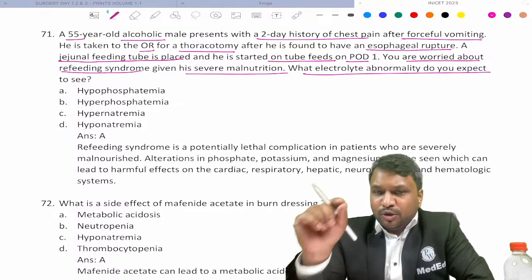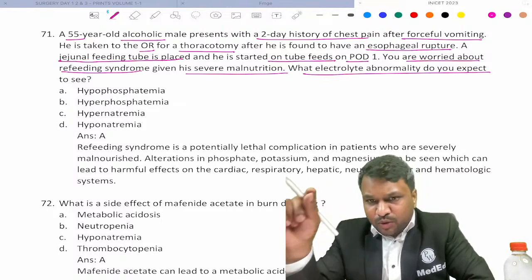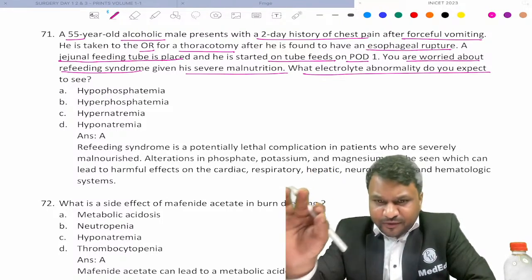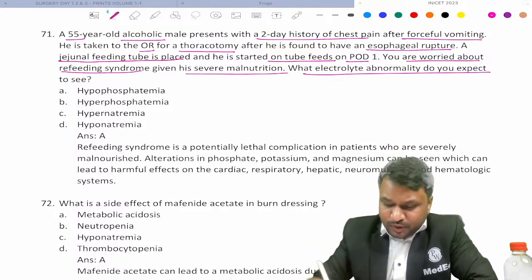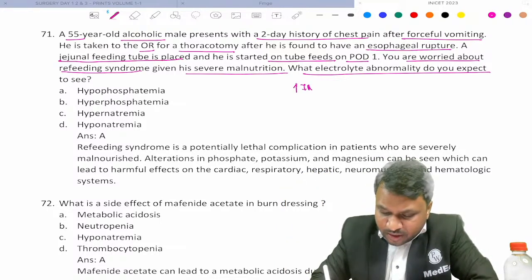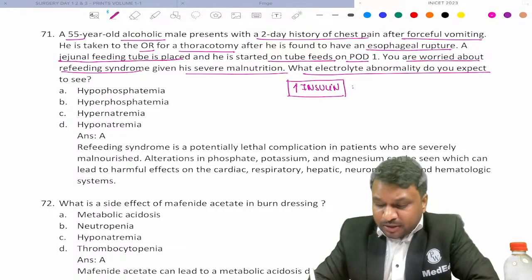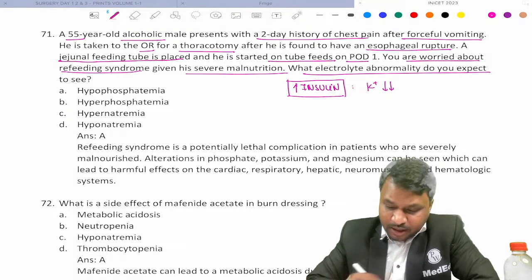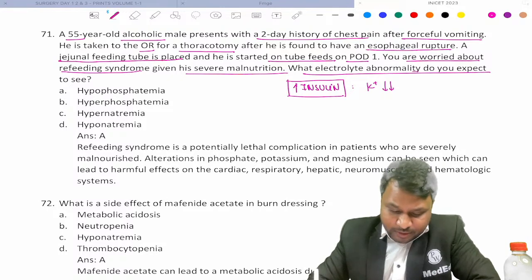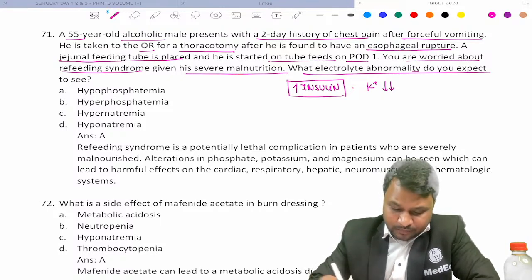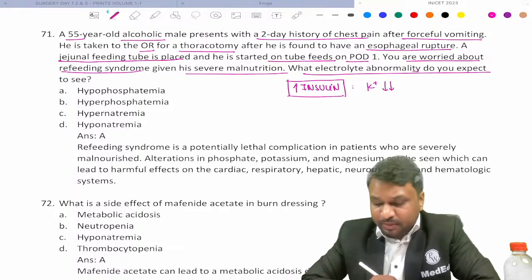In refeeding syndrome, the patient was initially starving. Now you started to give feeds. Because of feeds, there will be a sudden increase in sugar, which will cause an increase in insulin. The effect of insulin is activating the sodium potassium ATPase pump. Because of that, potassium will be pushed inside the cell, and it will result in hypokalemia, right? So what electrolyte imbalance do you expect to see? Number one, hypokalemia is noticed.